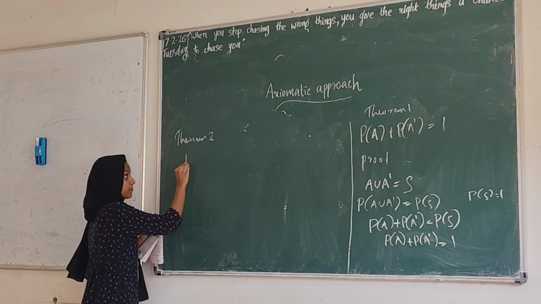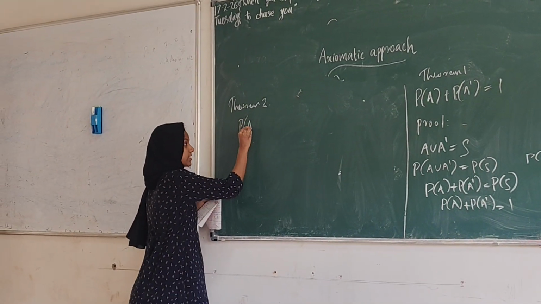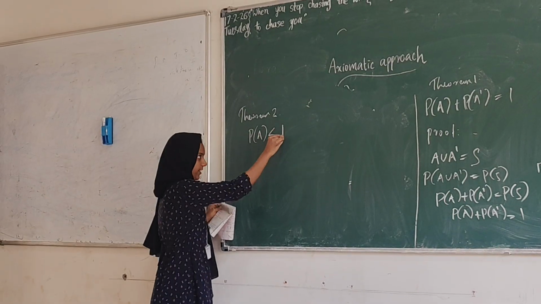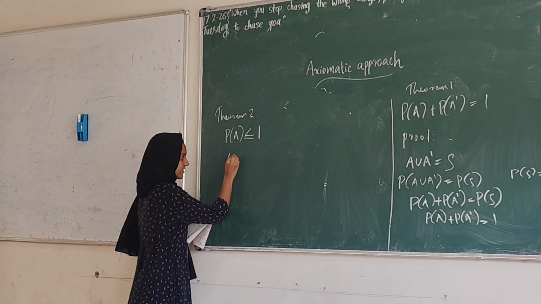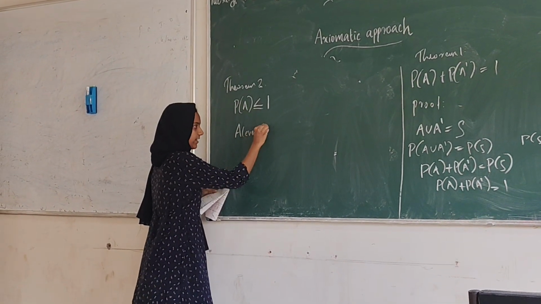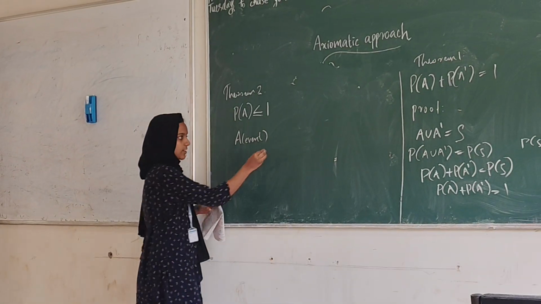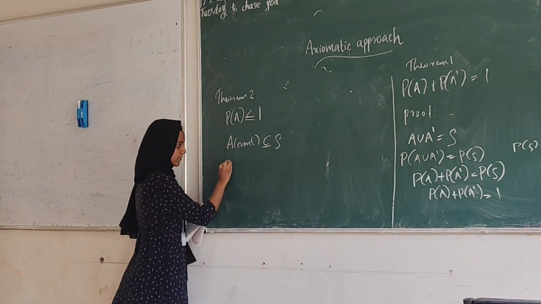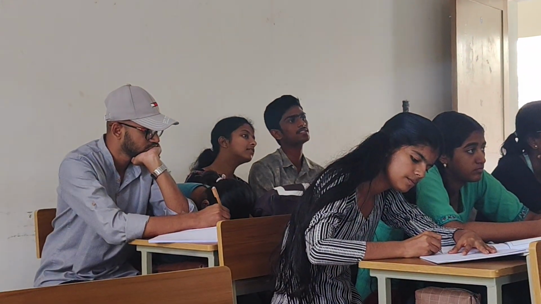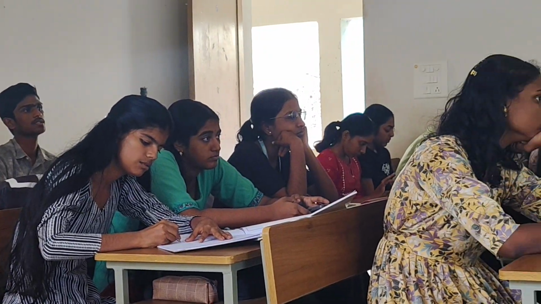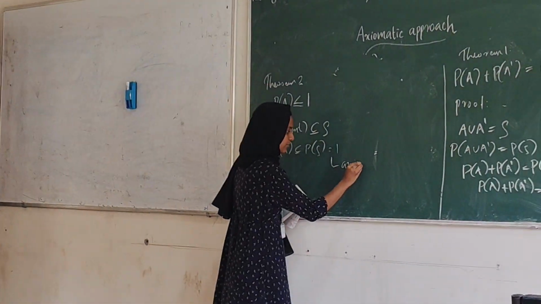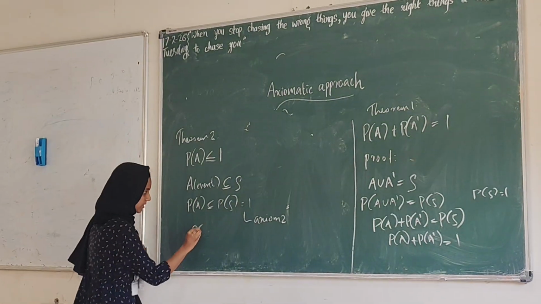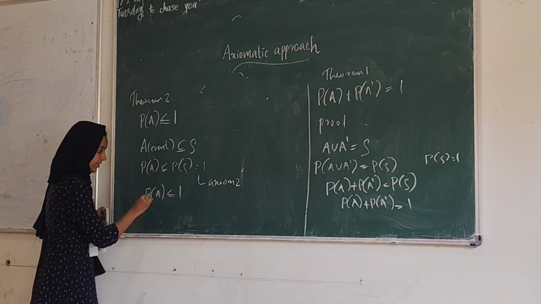Theorem 2: we want to prove that P of A is less than or equal to 1. A means an event. An event is a subset of the sample space, so the probability of the event is less than or equal to the probability of the sample space. This is equal to 1, since the probability of the sample space is equal to 1 from axiom 2. So the probability of A is less than or equal to 1.